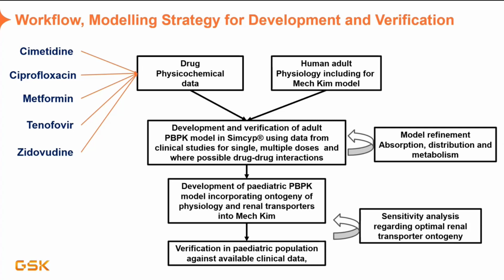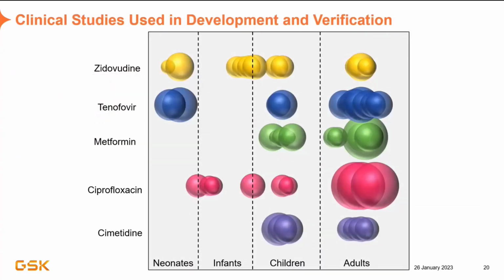Then the refinement part happened like any other standard workflow. Then we moved to the pediatrics. It's some sensitivity analysis on the ontogeny of transporters, and then verification happened. Just wanted to show you an overview of the studies that we used. If you look at this graph, you will see our 5 compounds and the number of the studies that were used in different age groups.